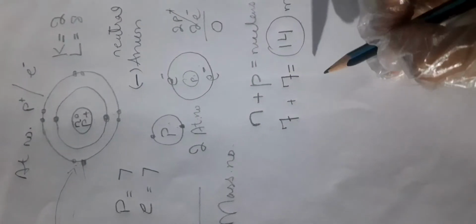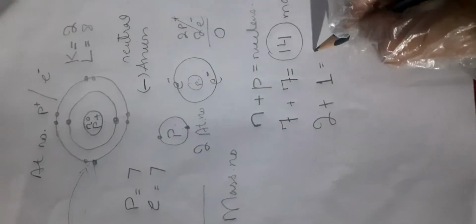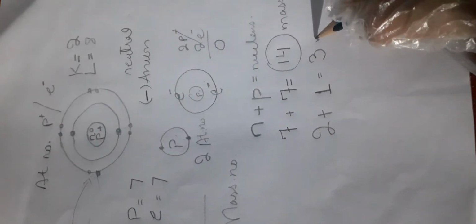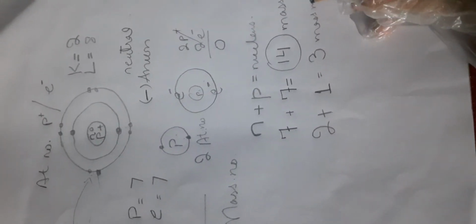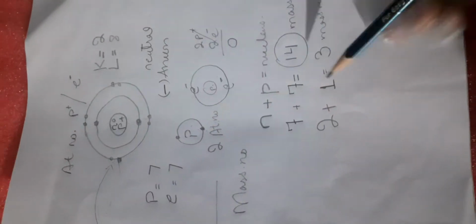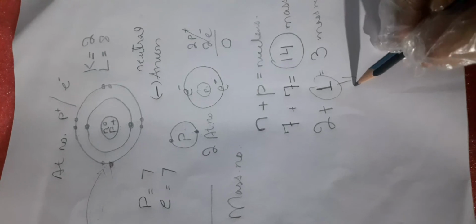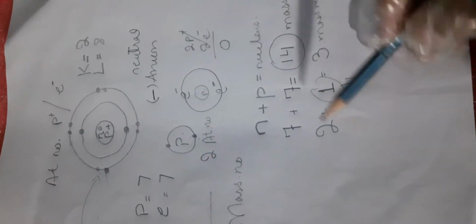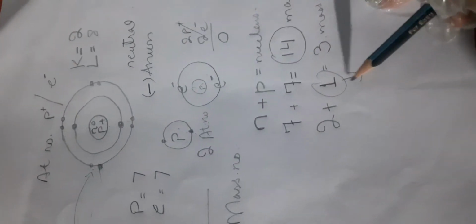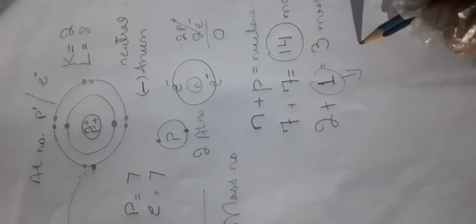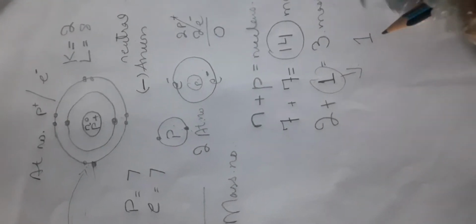Suppose we are having another atom, it has 1 proton whereas 2 neutrons. So what will be its mass number? Its mass number will be 3. Whereas its atomic number will be, what is atomic number? Atomic number is number of protons. So how many protons are here? There is only 1 proton. So this means that its mass number will be 3 and its atomic number will be 1. Right?